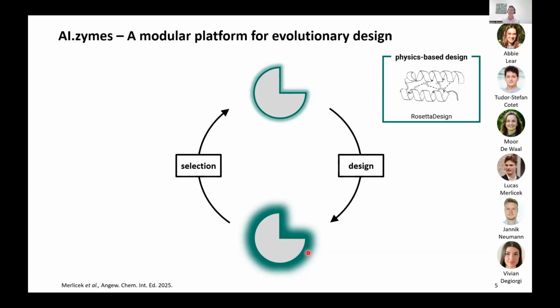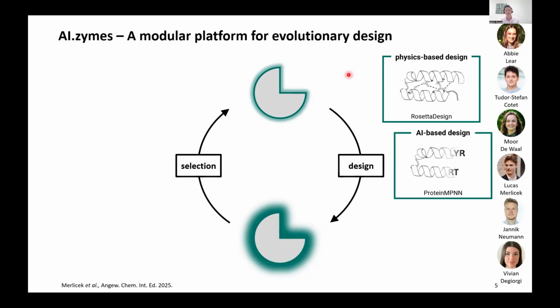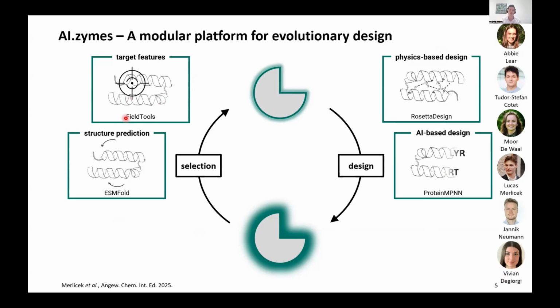Another beautiful thing in AI.zymes is that because we're running rounds of design and selection, during every design round we can use a different design algorithm. So sometimes AI.zymes uses Rosetta to redesign the enzyme. Sometimes it uses an AI-based tool such as ProteinMPNN. Likewise, on the selection side, we can now start to throw all of these beautiful protein analysis tools that are out there onto our system in order to enrich for the property we're interested in. So in the original publication, we were using ESMFold for structure prediction, and then paired this with FieldTools, which is a computational algorithm that we have written to assess electrostatic features at the active site, so these properties that we would like to enhance.